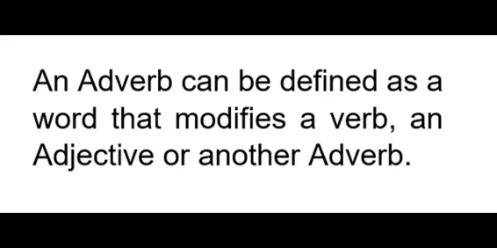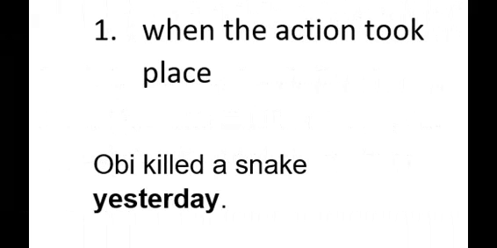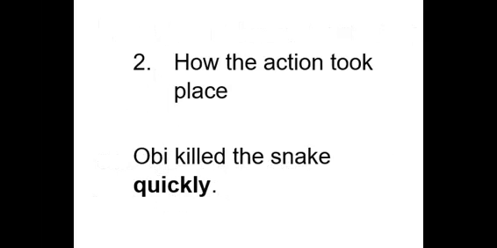When it modifies a verb, it tells us, one, when the action took place. Obi killed a snake yesterday. It tells us that the killing took place yesterday. Number two, it tells us how the action took place. Obi killed the snake quickly.